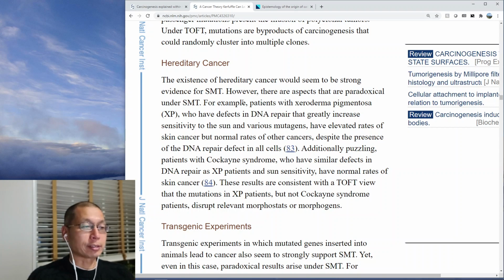Then hereditary cancers. This paper mentions that there's a disease called xeroderma pigmentosum, in which patients have a genetic DNA repair defect, and what happens is they have very high rates of skin cancer. But interestingly, even though they have this same DNA repair defect in all cells, they have normal rates of all other kinds of cancers, which you would think would be affected if they had DNA repair defects. And there's another very similar disease called Cockayne syndrome, in which they also have a genetic repair defect, but they have normal rates of skin cancer.